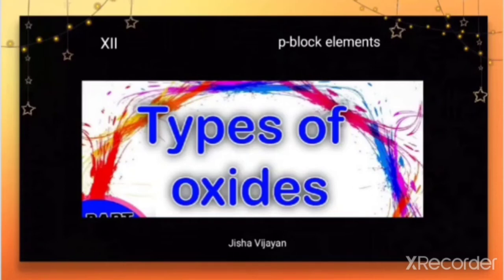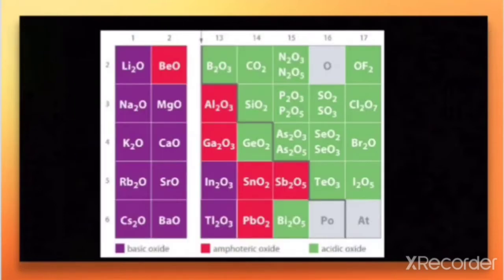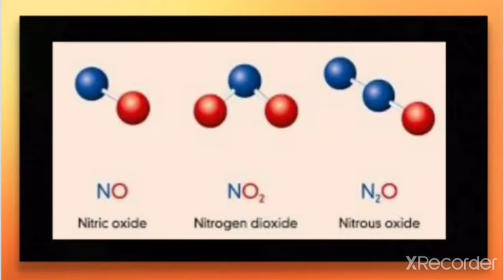Hello students, let us discuss the types of oxides. Oxygen can react with most of the elements of the periodic table to form oxides. In many cases, one element can form two or more oxides, like the case of nitrogen. Nitrogen can form nitric oxide, nitrogen dioxide, and even nitrous oxide.